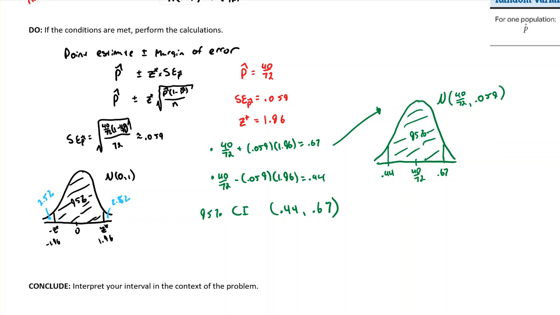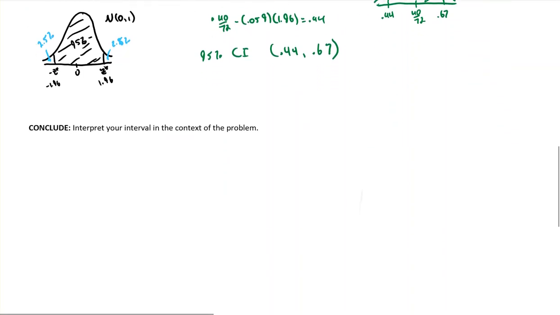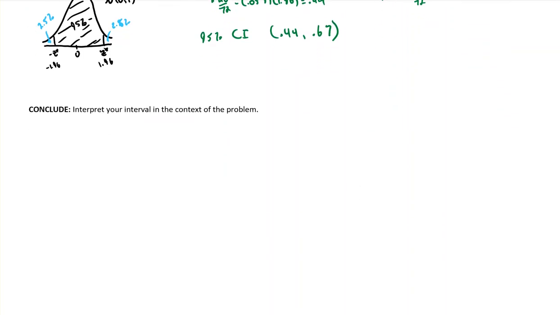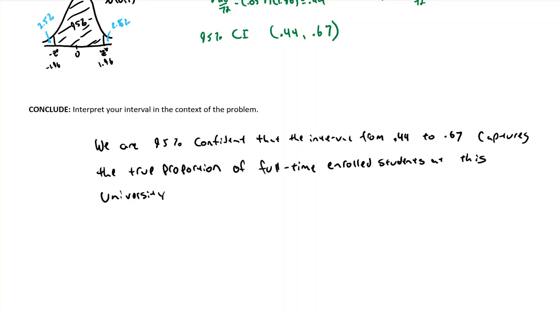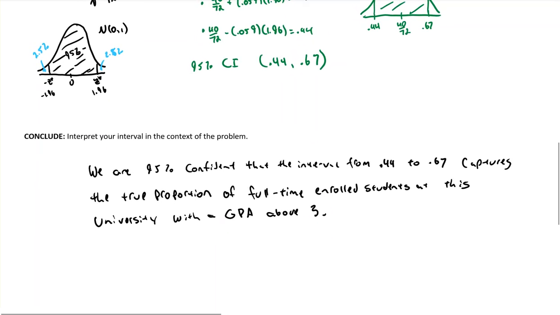What we want to do now is we always want to conclude, which means interpret our confidence interval in the context of the problem. Since my 95% confidence interval is from 0.44 to 0.67, I'm going to interpret it as: we are 95% confident that the interval from 0.44 to 0.67 that we just computed captured the true proportion of full-time students at this university with a GPA above 3. So this is my conclusion. It is my interpretation of that 95% confidence interval.